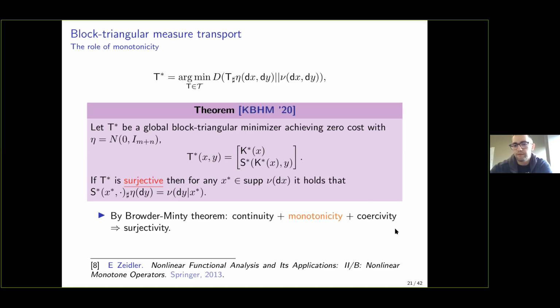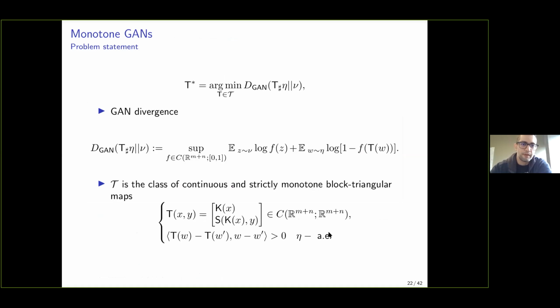Coercivity is the one that for now, allow me to sweep under the rug, because it depends on the tail behavior of your map, and in practice it's not so relevant because you will have finite samples. So for now, let's ignore coercivity. Okay, so monotonicity is the important thing.